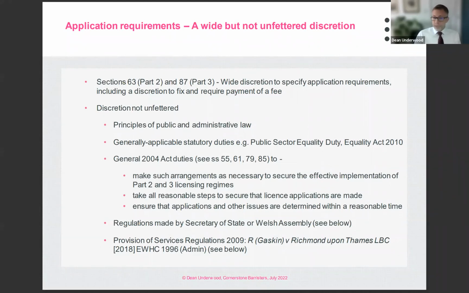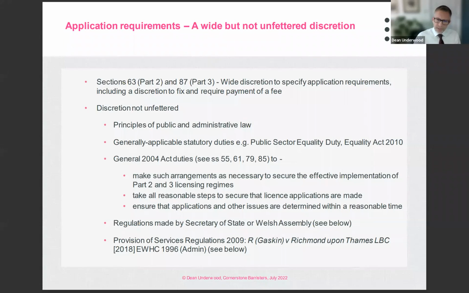Generally, of course, because the local authority is a public authority exercising public law functions, it will be subject to the principles of public and administrative law generally. So, for example, the requirements that a local authority specifies for the purposes of its application process will have to be rational. And of course, they will have to fall within the scope of the authority's statutory powers to specify them. They cannot, as lawyers say, be ultra vires.